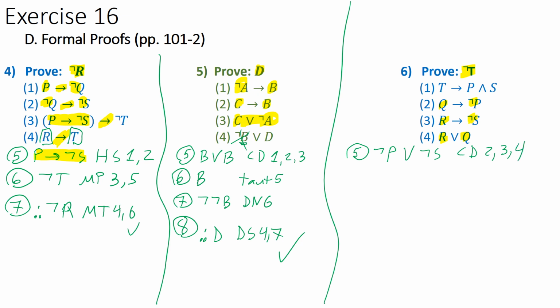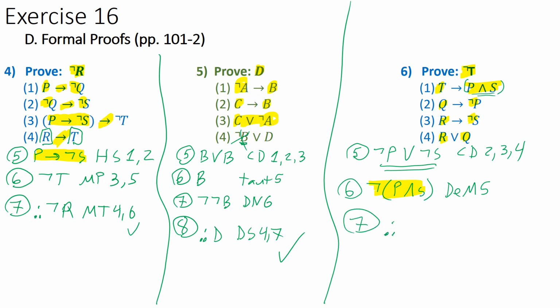It looks like we're going to have to do some kind of Modus Tollens inference eventually, because look at here, premise 1, and this looks very close to this, doesn't it? Let's do De Morgan. So for 6, we can say it's not the case that, parentheses, P and S, close parentheses, so De Morgan, line 5, and then this statement is denying this statement, so we can deny that antecedent. And so for 7, therefore, not T, Modus Tollens, lines 1 and 6.